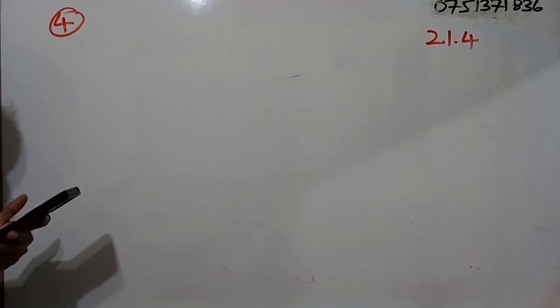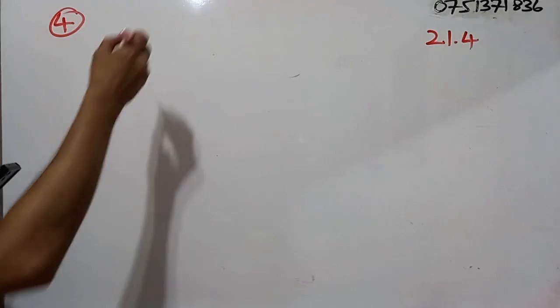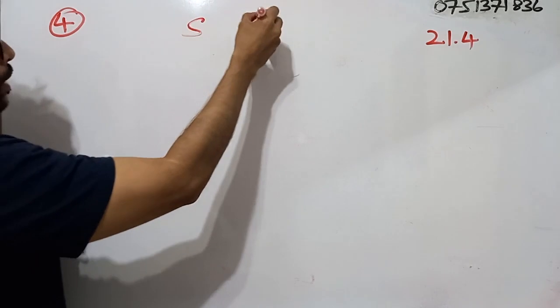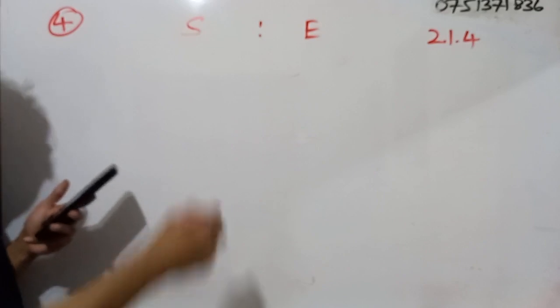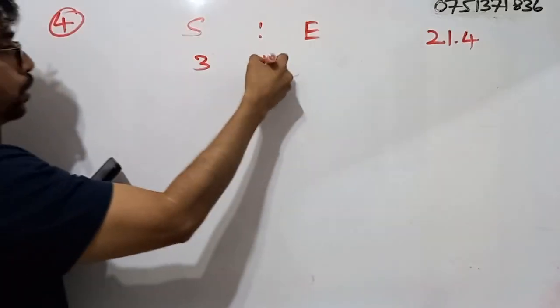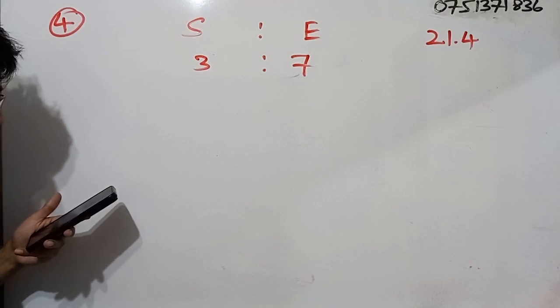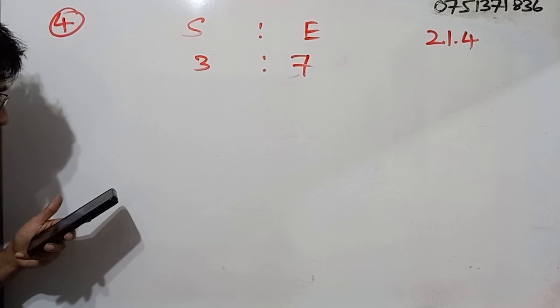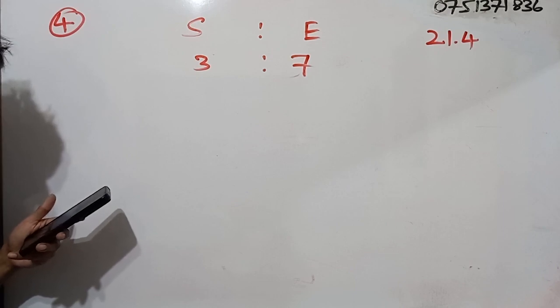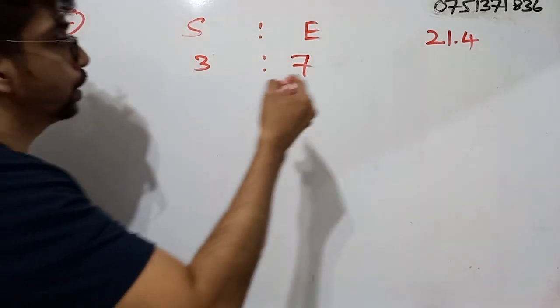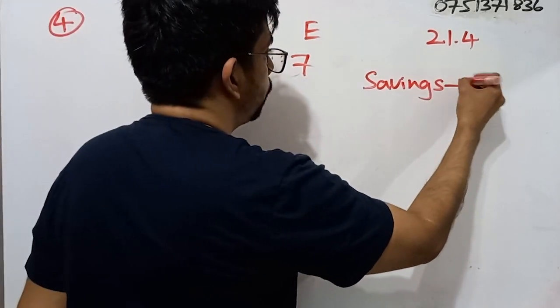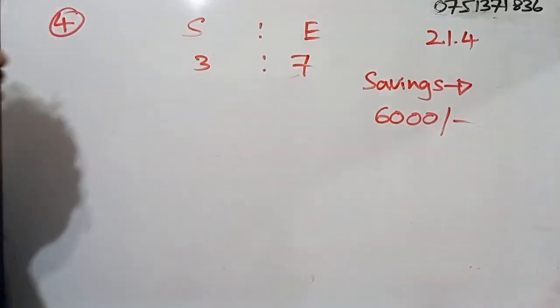Question number 4. Mr. Pereira's saving to expenditure ratio is 3 to 7. So I'll put S for saving and E for expenditure, right? So the ratio is 3 to 7. If his savings during a certain month was 6,000 rupees, how much money did he spend that month? So here also we can calculate the value of one part, no? Right? So savings that has been given to us, no? What is that? 6,000 rupees, right?